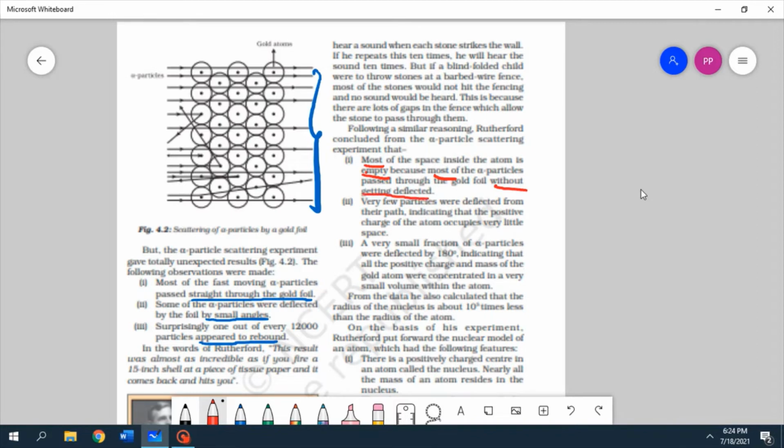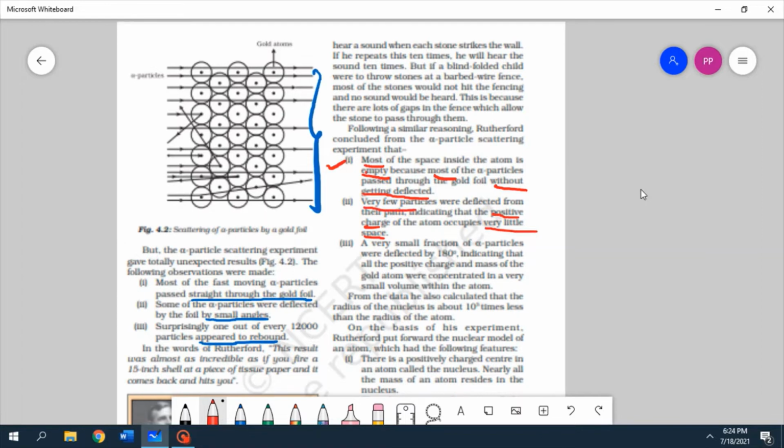Alright? And then the second point said very few particles were deflected from their path, indicating that the positive charge of the atom occupies very little space. So positive charge and very little space, they are the keywords here. And why did he reach that conclusion? Because very few particles were deflected from their path.